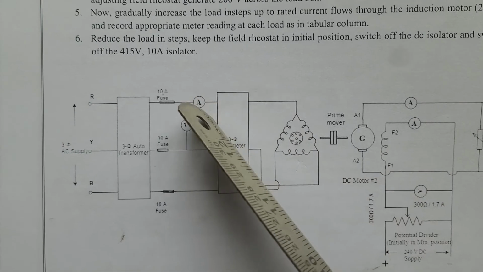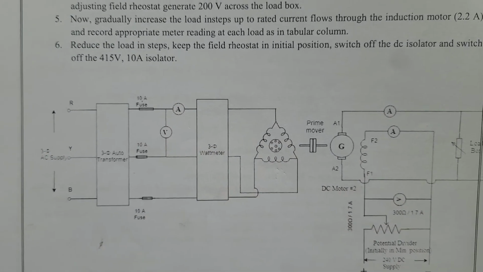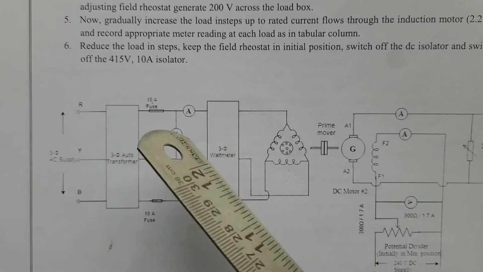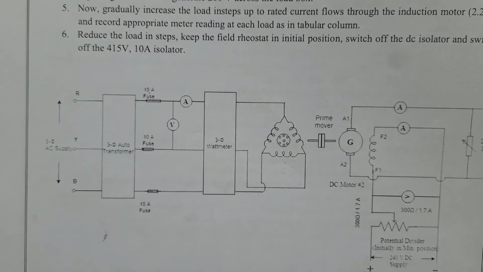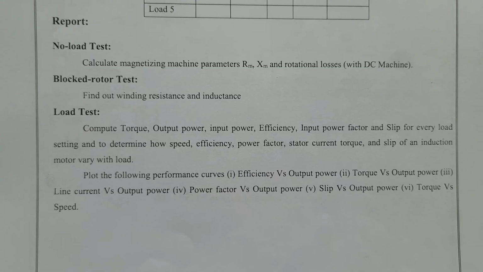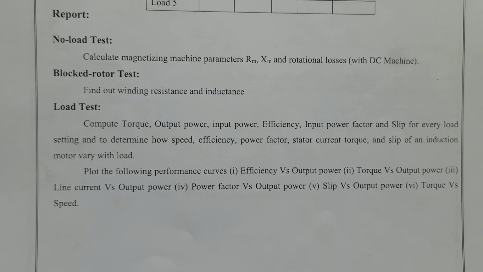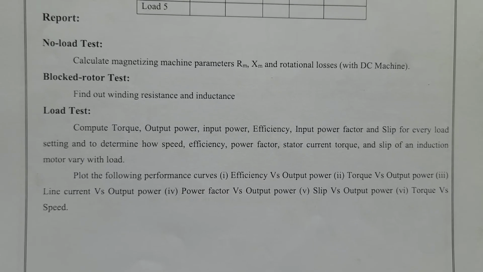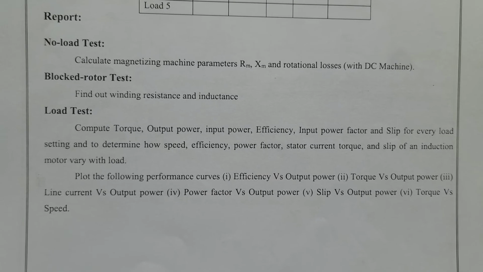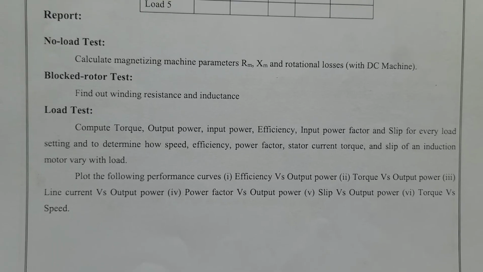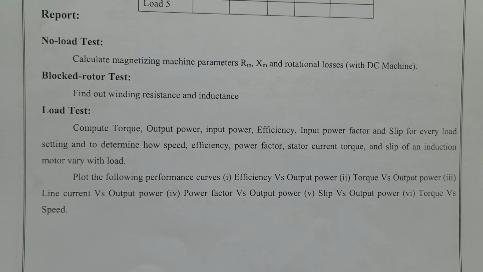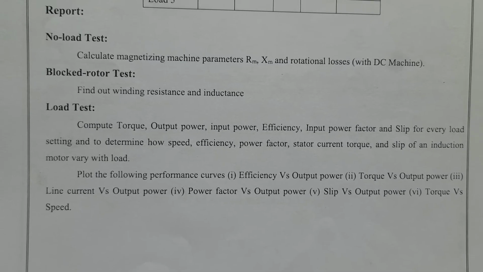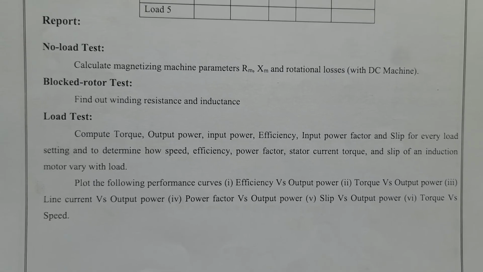Rated current is 2.2 ampere. So we'll increase the resistive load in such a manner that the current of the induction motor reaches 2.2 ampere. We'll do the experiment stepwise. By conducting this load test, the torque, output power, input power, efficiency, input power factor and slip of the machine can be obtained, along with the performance characteristics: efficiency versus output power, torque versus output power, line current versus output power, and power factor versus output power.